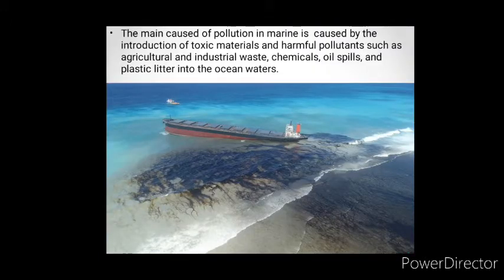The main cause of pollution in marine life is the introduction of toxic materials and harmful pollutants such as agricultural and industrial waste, chemicals, oil spills, and plastic litter into the ocean water. Sa picture na ito, makita ang oil spill ng isang barko. So, ang mangyayari sa mga isda, sila ay mamamatay dahil sa langis na to. Ang langis ay humaharang sa hasang ng isda at dahil dun, ang isda ay mawawalan ng oxygen at mamamatay.